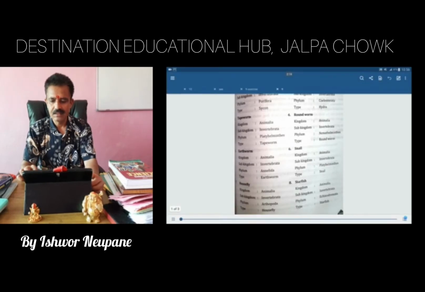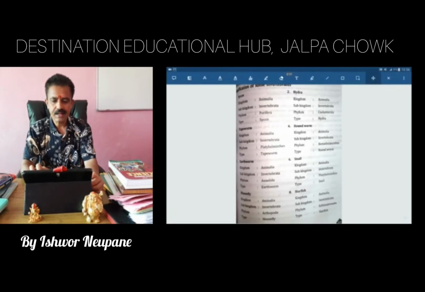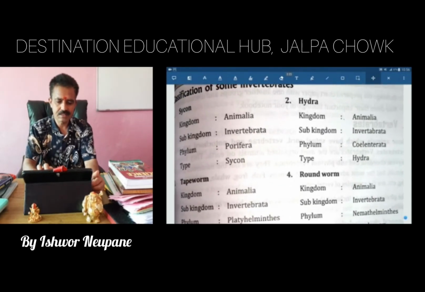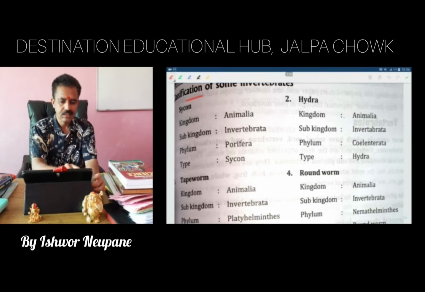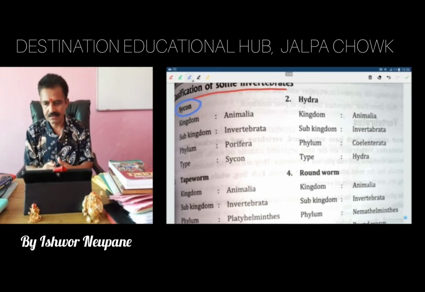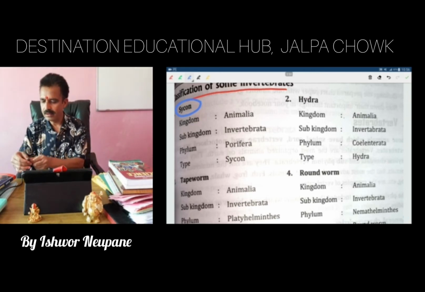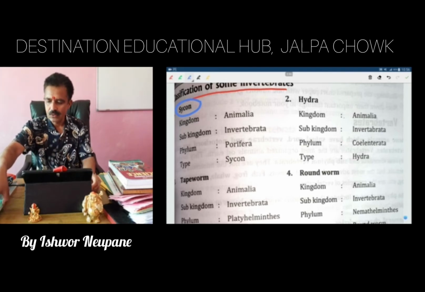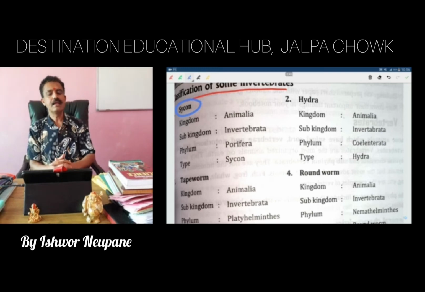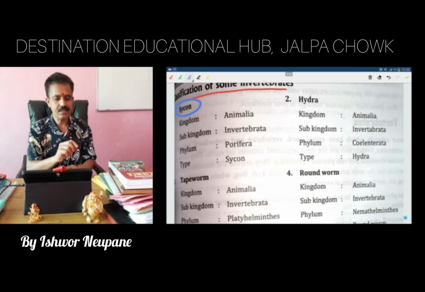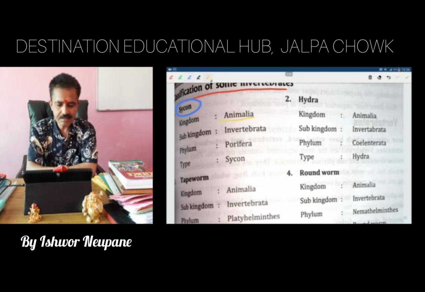What is that? The chapter is classification of invertebrates. Okay, students, let me underline it. First of all, cycon. I told you earlier, in classification, we will write the kingdom, and in case of plants, we write division. In case of animals, we write phylum. Okay, remember. So for cycon, kingdom is Animalia.